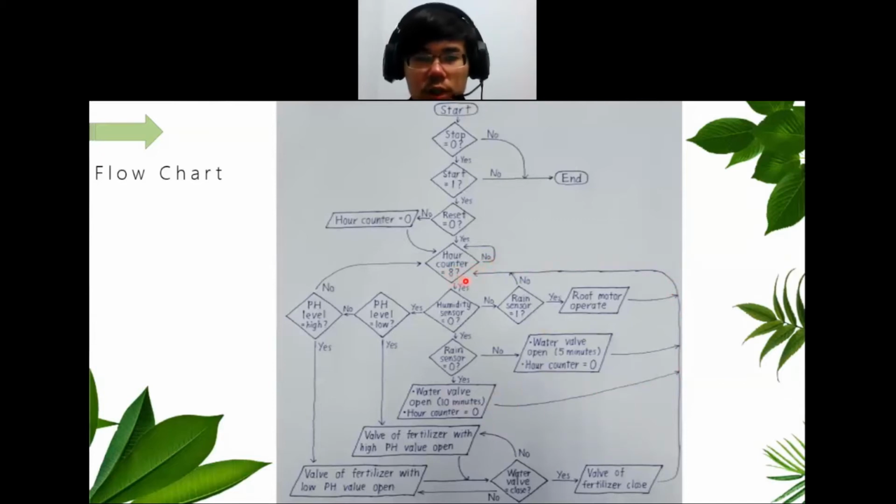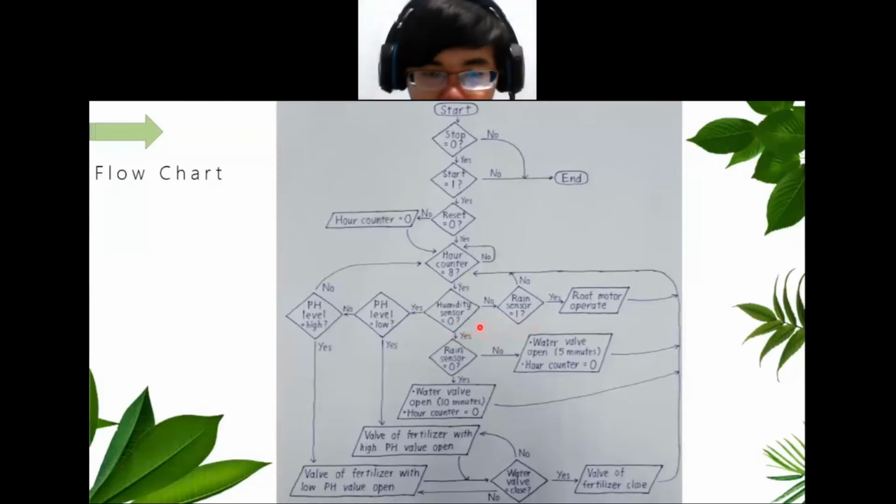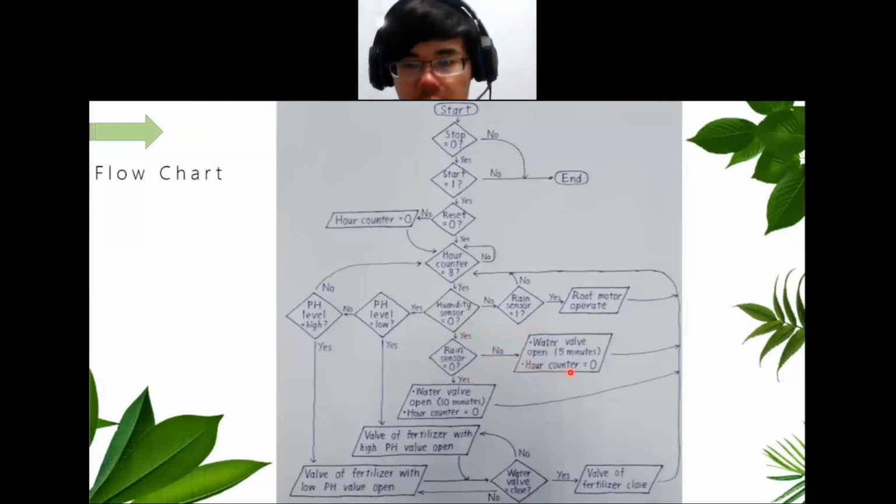If after the hour counter is equal to 8, the humidity sensor senses the soil is dry but there is raining, the water valve will open for only 5 minutes and the hour counter will be reset to 0 again.